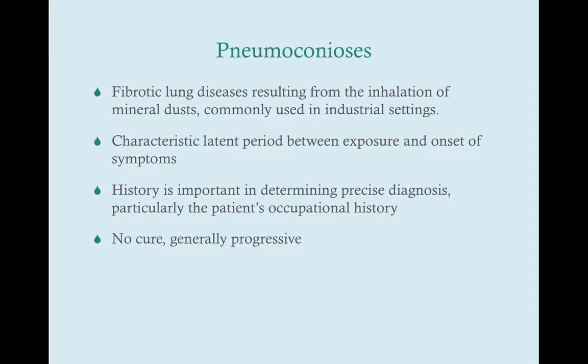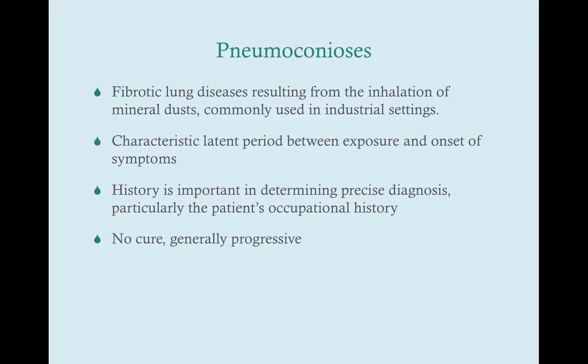Characteristically, there is a latent period with pneumoconioses, so just being exposed to coal or asbestos 1 or 2 times isn't necessarily going to give you the disorder. Even if you are exposed to it on a daily basis, you're not necessarily going to develop the disorder until later on. Usually there's about a 10 to 30 year latent period between the continuous exposure and the onset of symptoms. History is going to be really important in determining the precise diagnosis, namely because getting that occupational history is going to help you focus your differential.